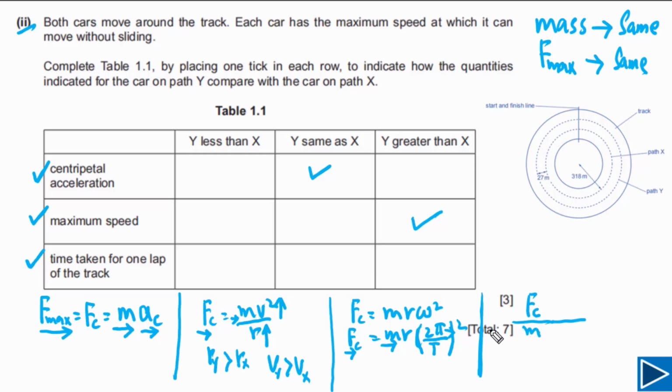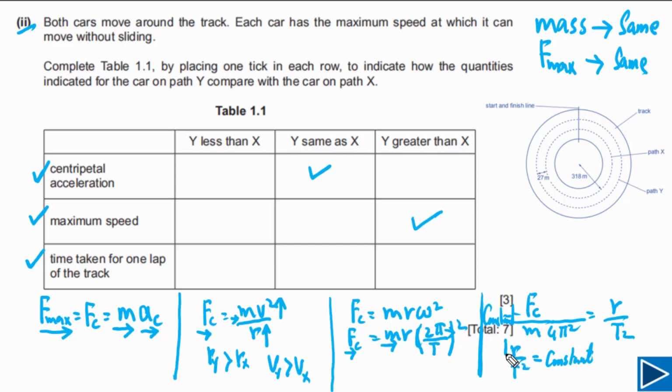And 4 pi, we can also divide this one by 4 pi square. So all these quantities are constant, so simply we are left with R over T square. So these quantities are constant. It simply means that the ratio of R over T square has to be constant.